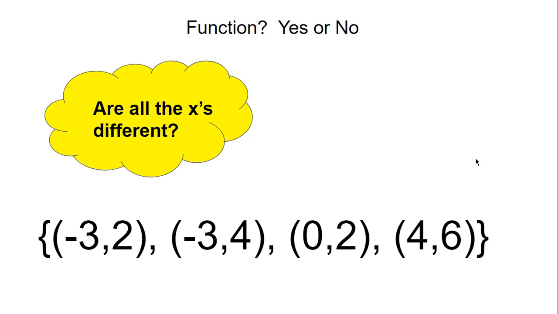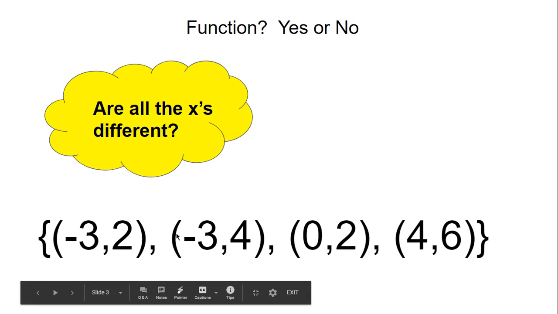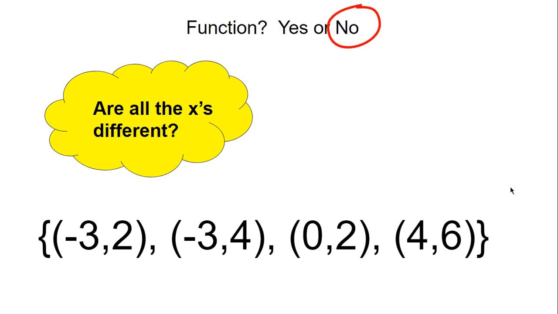Are all the x's different? I have -3, -3, 0, 4. So they are not. The -3 repeats. So this is not a function. This would be a story in math that does not make sense.